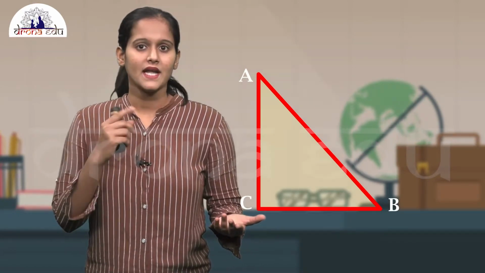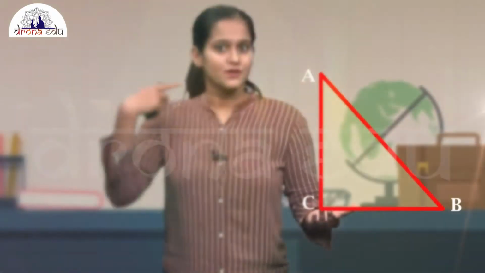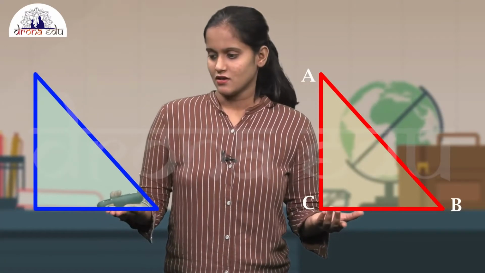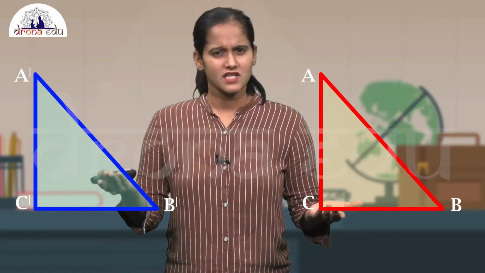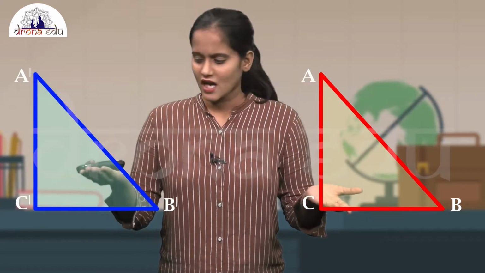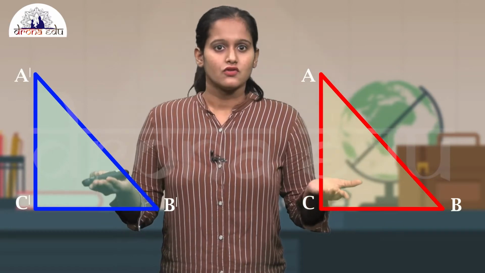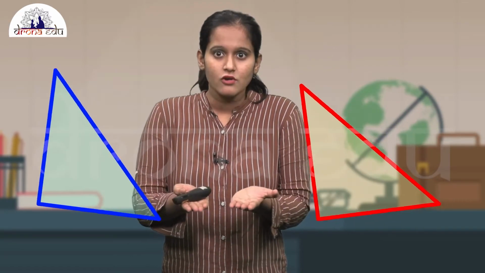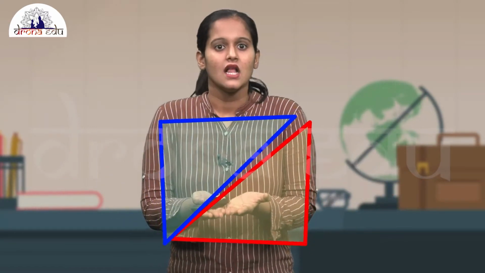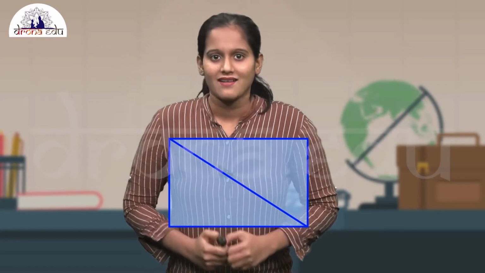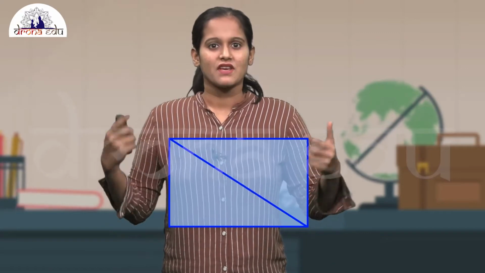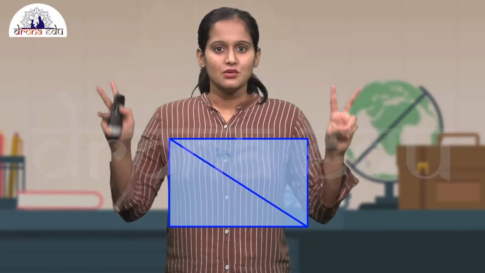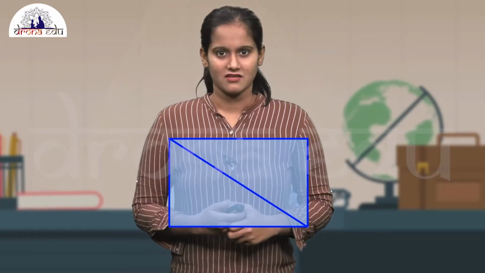Now, let me take one more triangle, which is this. You can see it, right? Which is A dash, B dash, C dash, which is of the same dimension. Both are of the same dimension. So now, on superimposing both of these triangles, we can form a rectangle like this, right? So I can see that, yes, we can form a rectangle using 2 right angle triangles.